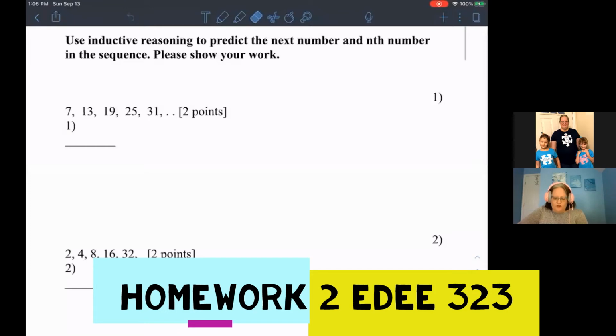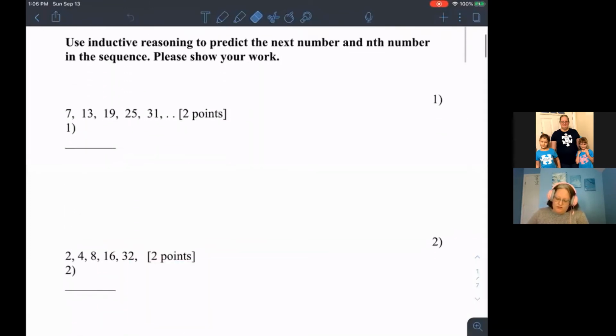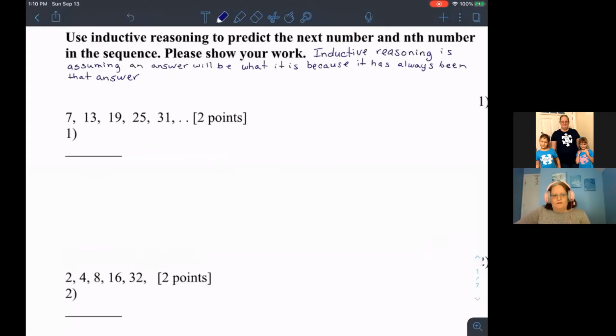Okay, guys, let's go over homework number 2. It says use inductive reasoning to predict the next number and the nth number in the sequence. Please show your work. In order to do this, we need to know what inductive reasoning is. Inductive reasoning is assuming an answer will be what it is because it has always been that answer.